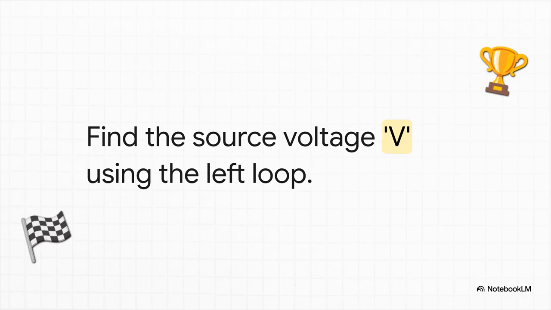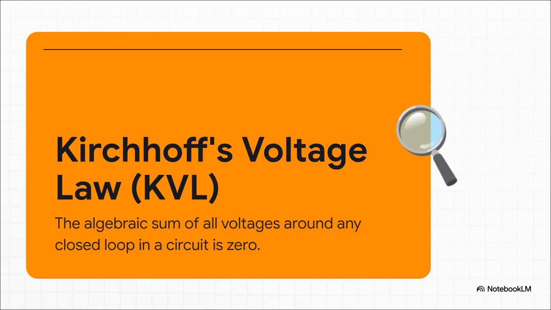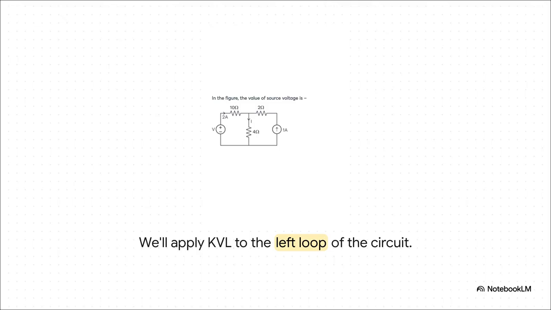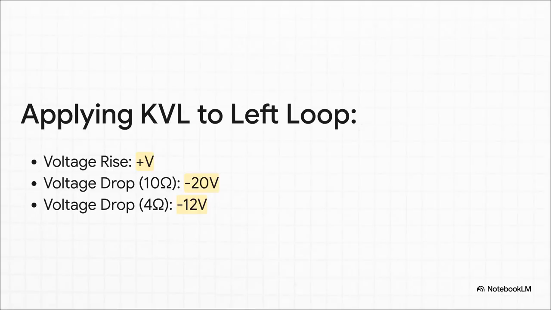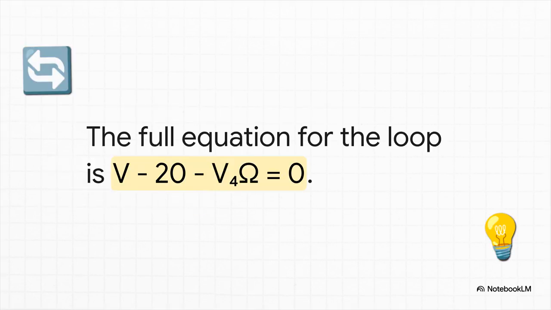Okay, final step, let's find our main prize, the source voltage, V. And for this last piece of the puzzle, we'll use Kirchhoff's voltage law, or KVL. We're just going to focus on the closed loop on the left. Nothing else matters for now. KVL is all about balancing voltages in a loop. Here are the numbers for our path. When you put it all together, this is the KVL equation we get for that entire loop.